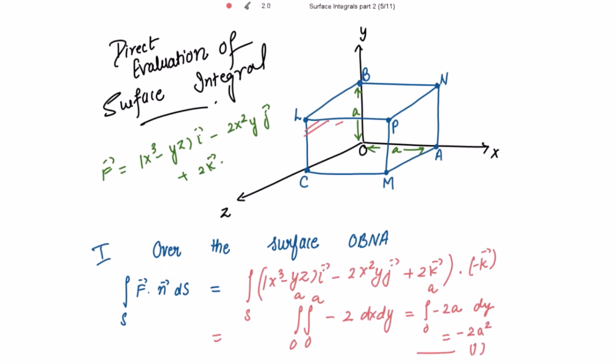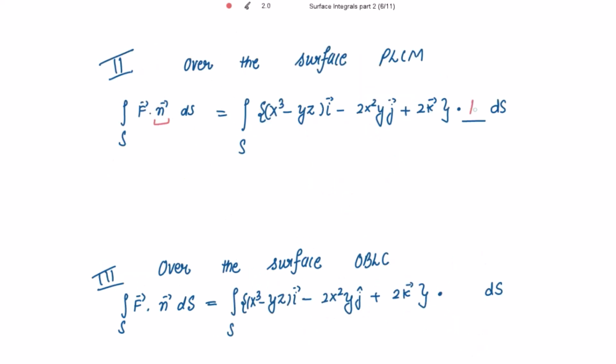And now calculating the surface integral over the surface PLCM, that is this one. The outward unit vector drawn normal to the surface PLCM is along the positive z-axis. So here n vector becomes k vector, right? So this is equal to the double integral. When taking the dot product, we get 2 ds.